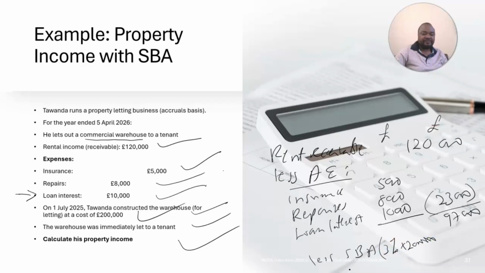But when did we construct it? We constructed it on 1 July. So 1 July to 31 March, that's 9 months, so multiplied by 9/12. We need to prorate in the first year. So that's 3% multiplied by 200,000, multiplied by 9/12. That's 4,500.